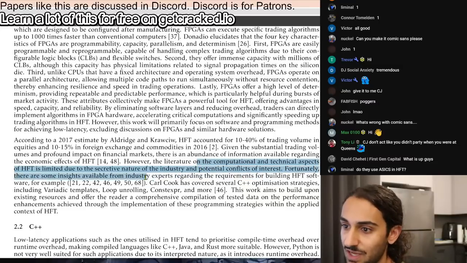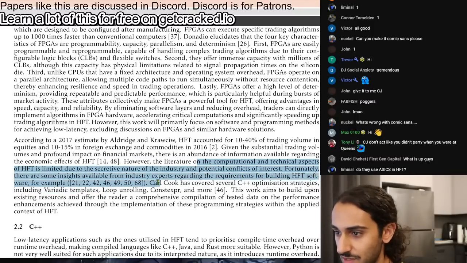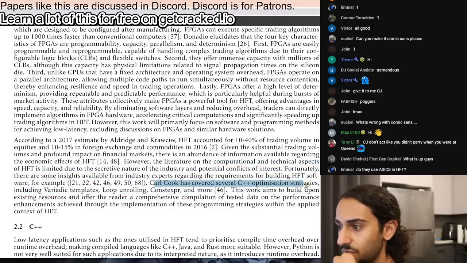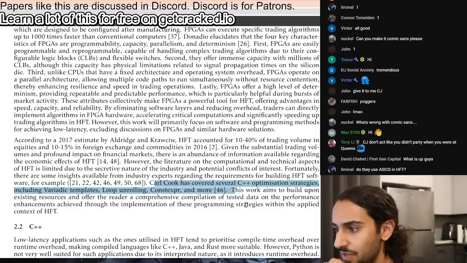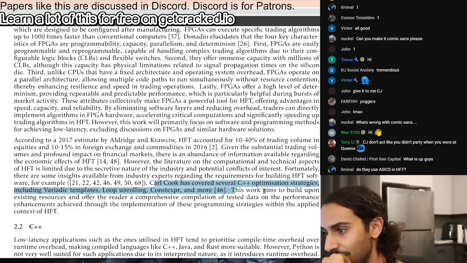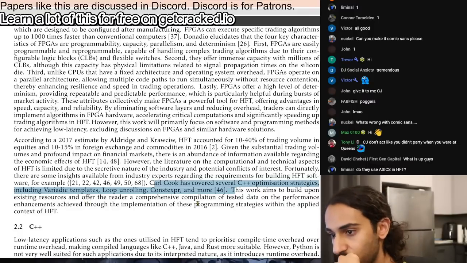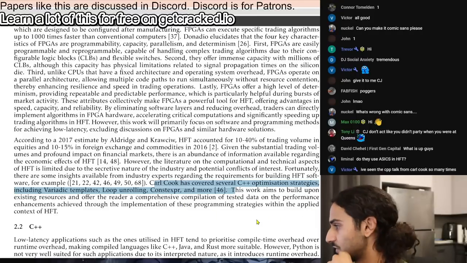Fortunately, there are some insights available from industry experts like Coding Jesus regarding their requirements for building HFT software. For example, this, and this. Carl Cook has covered several C++ optimization strategies, including variadic templates, loop unrolling, constexpr, and more. This work aims to build upon the existing resources and offer the reader a comprehensive compilation of tested data on the performance enhancements achieved through the implementation of programming strategies within the applied context of HFT.